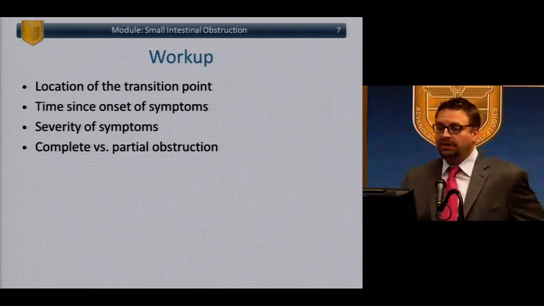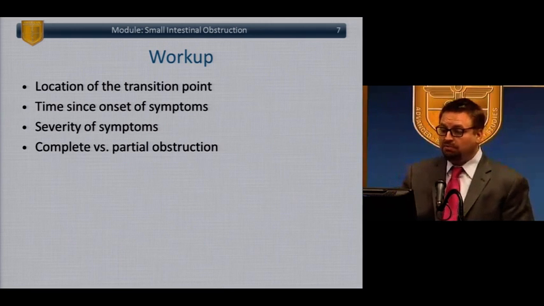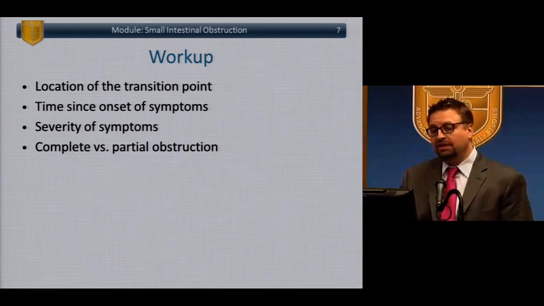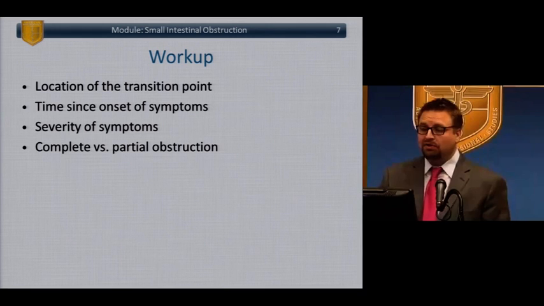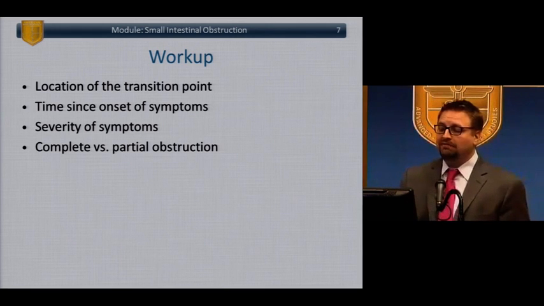Workup, as you know, is imaging to help locate the transition point. A good history to understand the onset of symptoms. Is this an acute problem, more of a chronic problem? How severe are the symptoms? Are patients having some gas and bowel movements, or do they have a complete obstruction with no gas or bowel movements and vomiting?